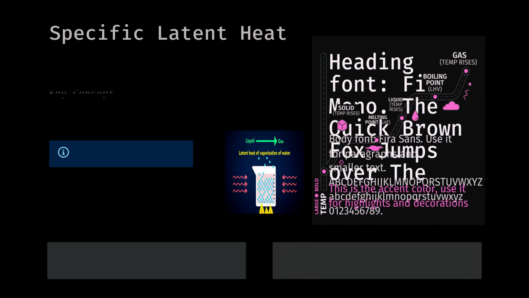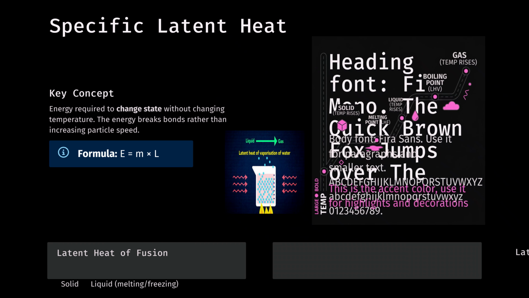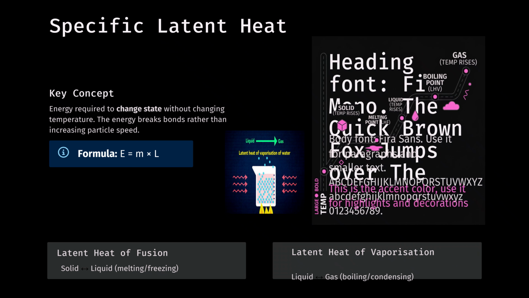Latent heat is the energy needed to change a substance's state without changing its temperature. The specific latent heat of fusion relates to melting and freezing, while vaporization refers to boiling and condensing.